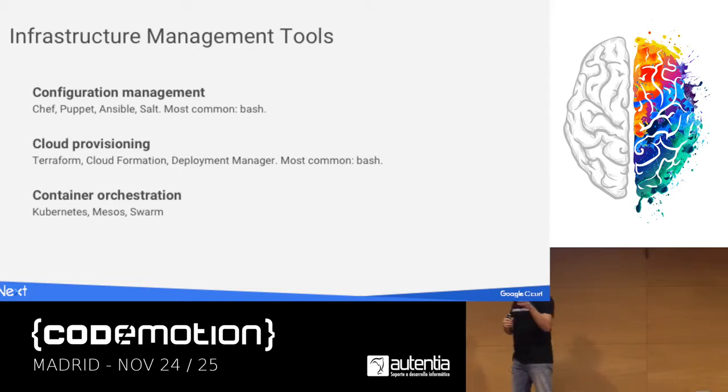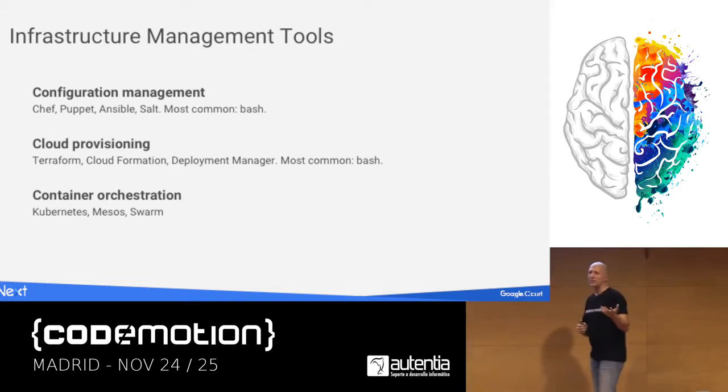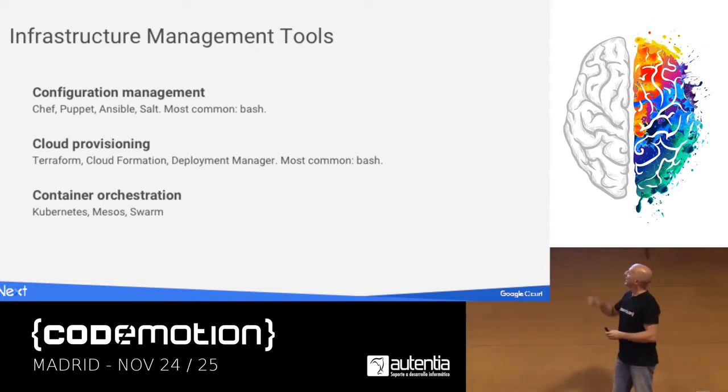These days, there are 3 different kinds of tools for doing things in the cloud. We have configuration management tools like Chef or Puppet or Ansible or Salt, for building your configuration and specifying how your configuration should be. You have cloud provisioning tools, some of them specific to Google Cloud, like Deployment Manager, or CloudFormation in the case of AWS. But there are also some of them that are independent of the provider, like Terraform.